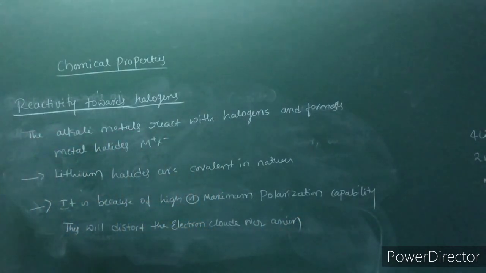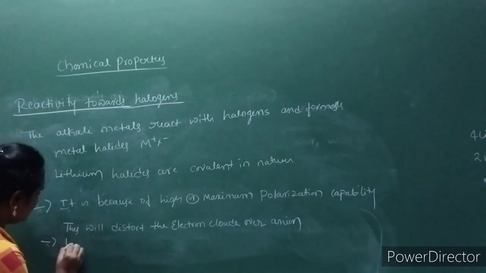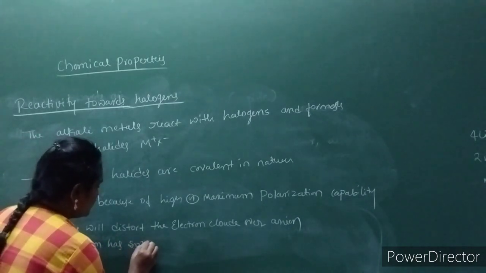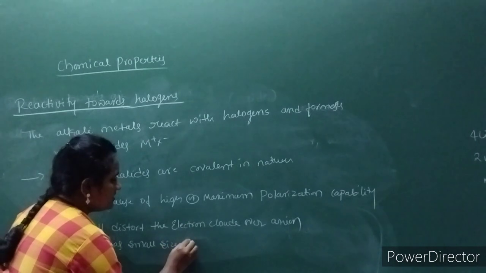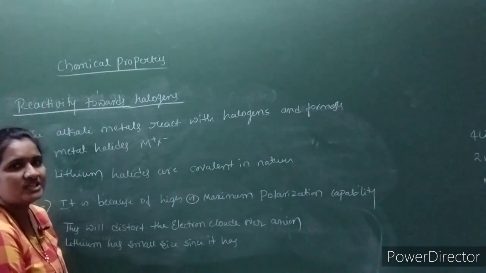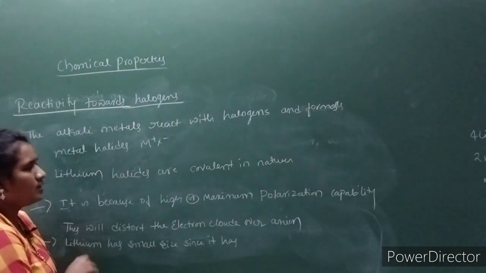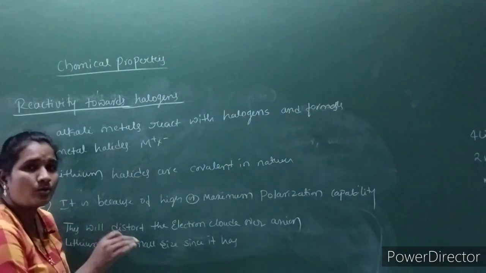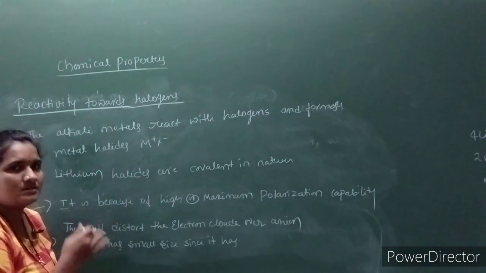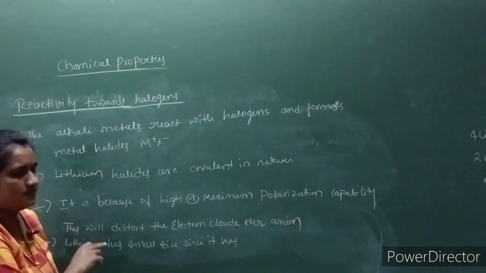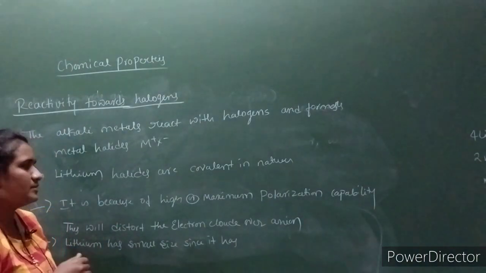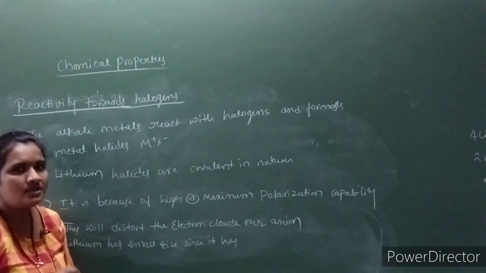So lithium has a smaller size, since it has maximum polarization capability. So this is the reason for the existence of lithium halides in covalent nature. Other than that, all the alkali metals form ionic halides, means they are ionic in nature, except lithium. So lithium shows covalent character when it reacts with the halogens because it has maximum polarization capability.